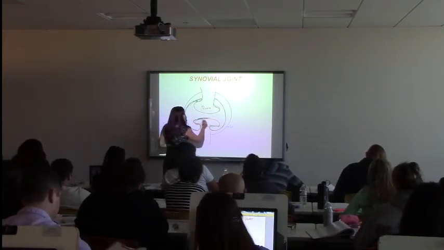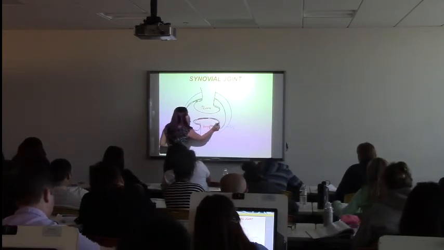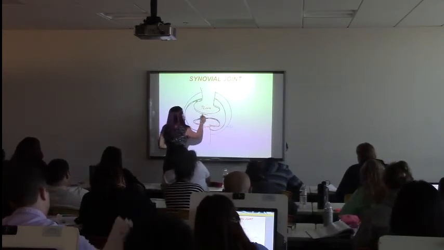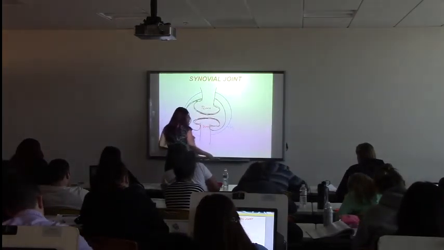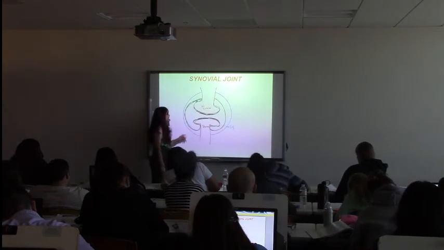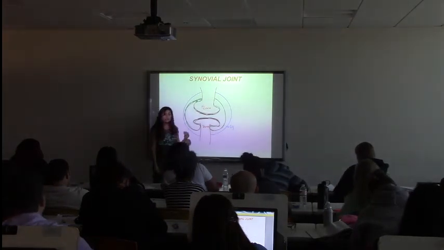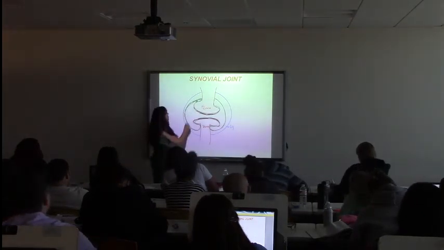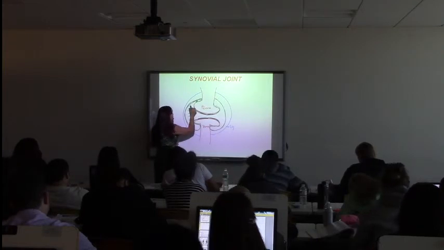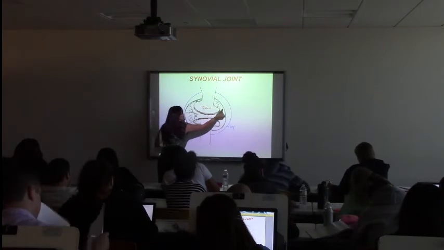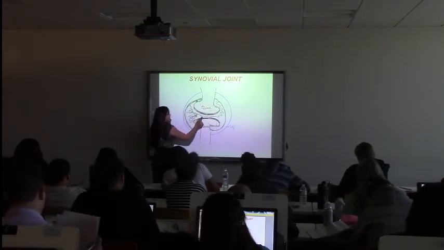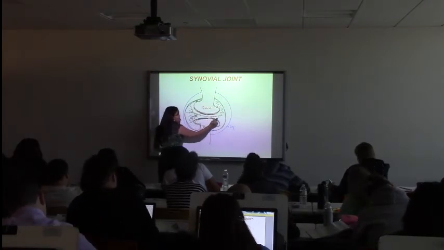The black is the hyaline cartilage found at the end of the bones, correct? Okay. Now the synovial membrane secretes synovial fluid, and the synovial fluid is located within the synovial cavity.